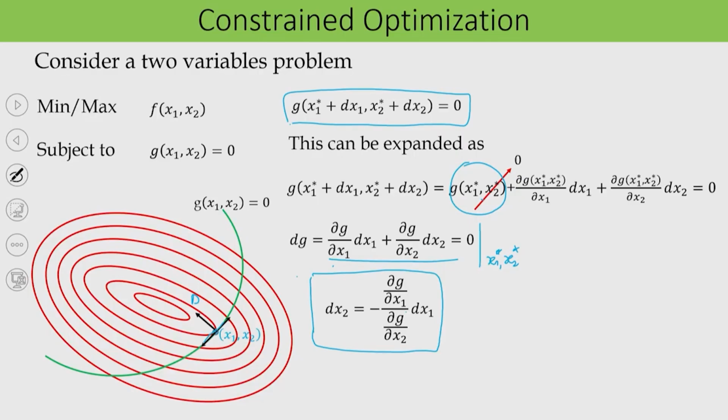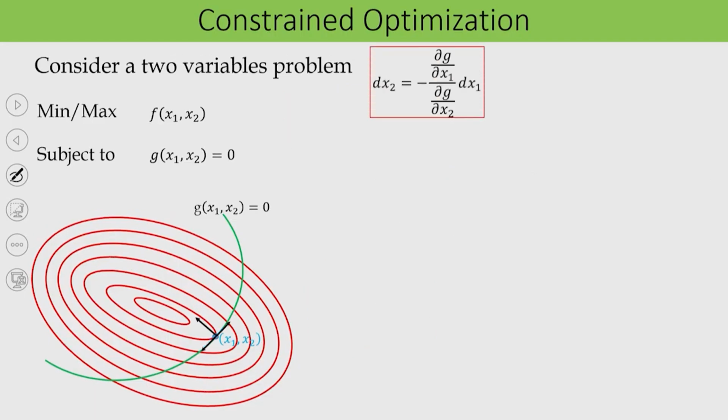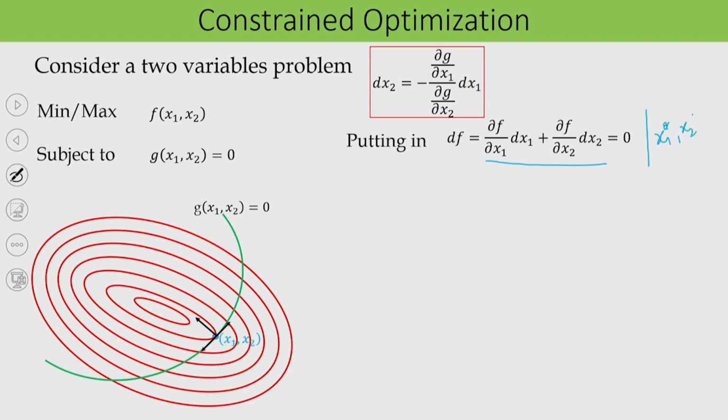Therefore, that new point can be calculated using this relation, that is dx2 equal to minus del g by del x1 divided by del g by del x2 dx1. Now the optimality condition. We got it from the necessary condition of optimality, that the total derivative at the optimal point, that is x1 star and x2 star, should be equal to 0.